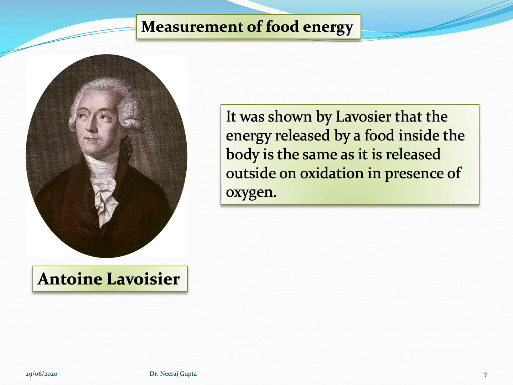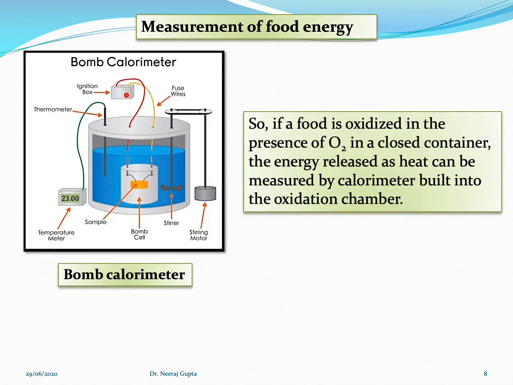Let's look at what tools we have to measure the food energy. It was shown by Antoine Lavoisier that the energy released by a food inside the body is the same as it is released outside on oxidation in the presence of oxygen. So by following this principle, if we oxidize a food in the presence of oxygen in a closed chamber, the energy released as heat can be measured by a bomb calorimeter built into the oxidation chamber.